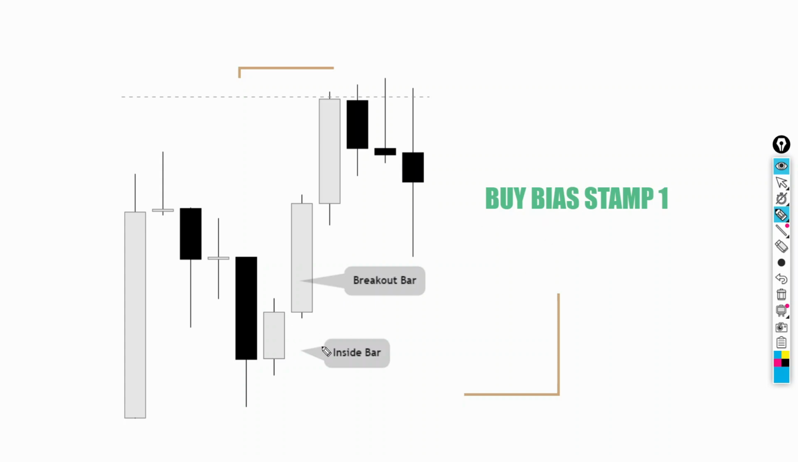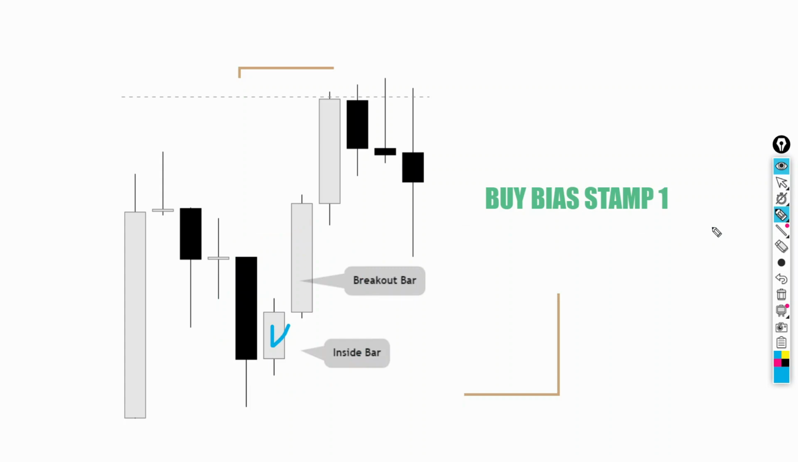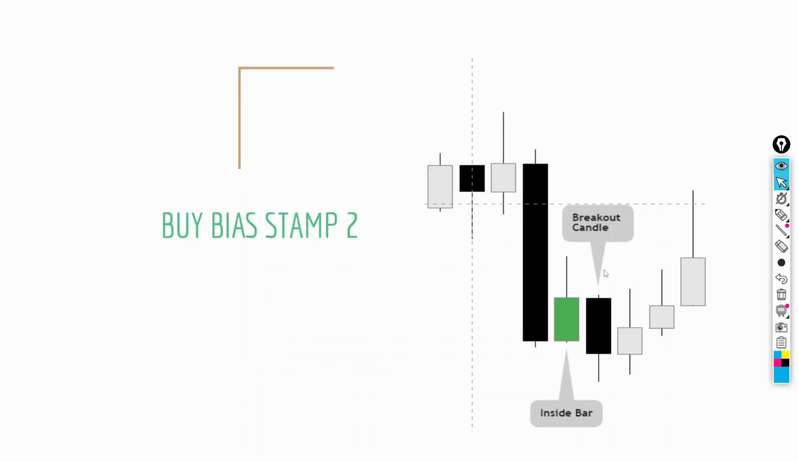So what comprises the buy bias? We have the inside bar and we have the breakout bar, and this is the mother bar. So this comprises the buy bias stamp 1, and this is very important. Of course, I will show us in the chart how we can use this and how you can improve your trading. So this is buy bias stamp 2.